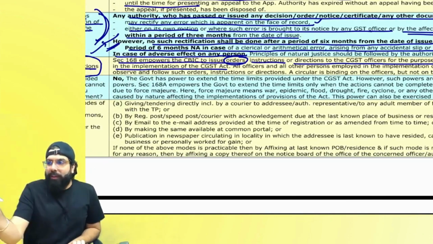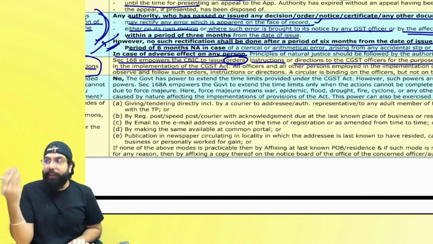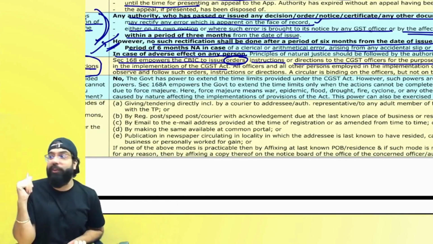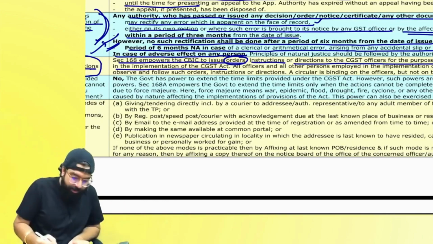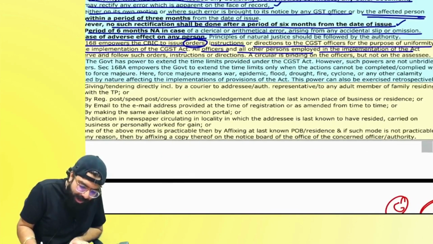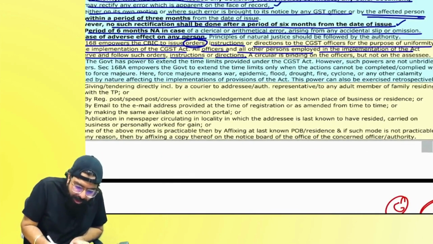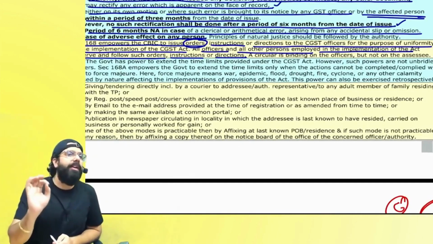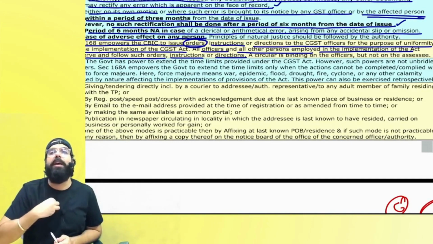If officers are not doing some things in a certain way, government can issue order, instruction, standard operating procedures, circulars, clarification. Who gives the power? Section number 168. All officers and other persons employed in the implementation of the Act shall observe and follow such order, instruction and direction. Always remember, circulars are binding on the GST officer. Circulars are never binding on the assessees.